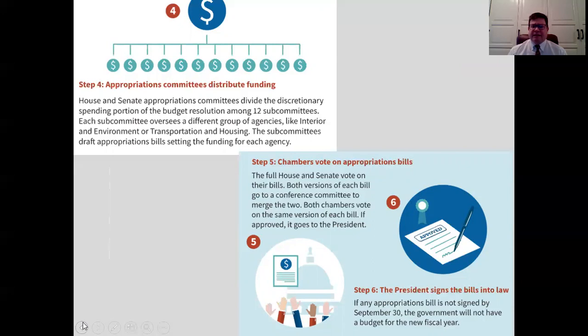So as it is, the president does have the ability to reject or veto, obviously with the potential of an override, any one of these 12 appropriations bills, but can't actually single out individual items in them. That's a basic overview of the federal budget process.